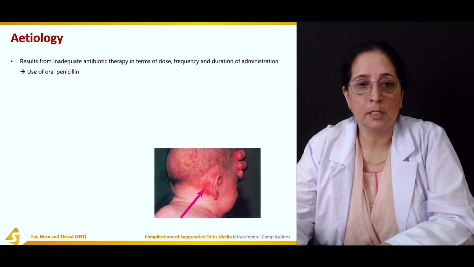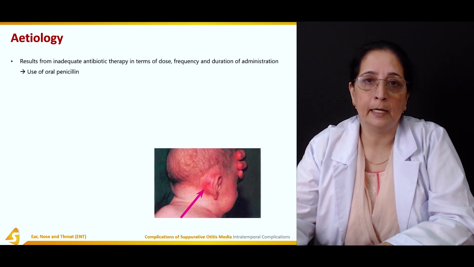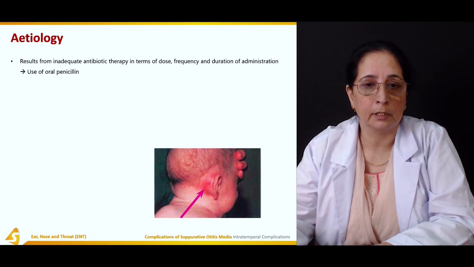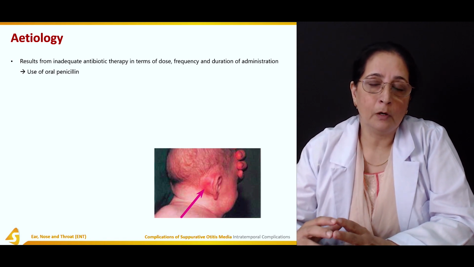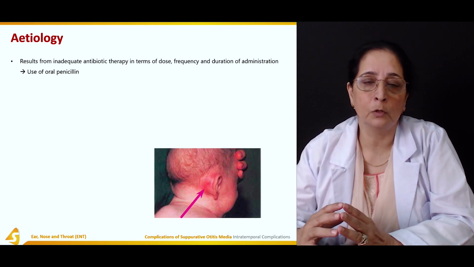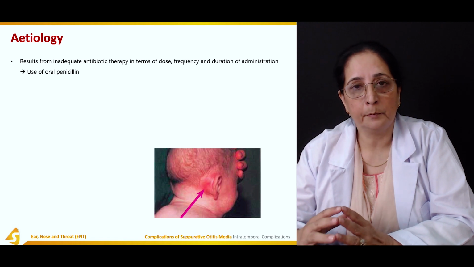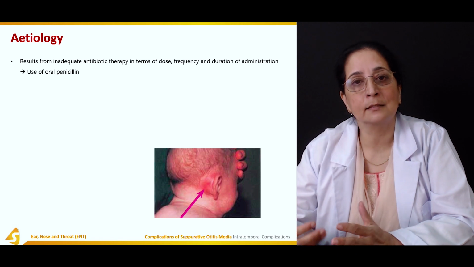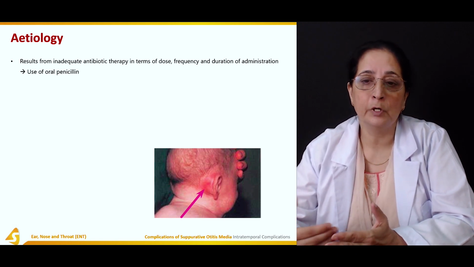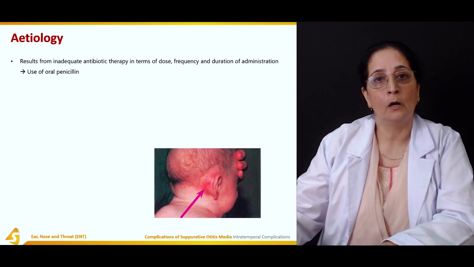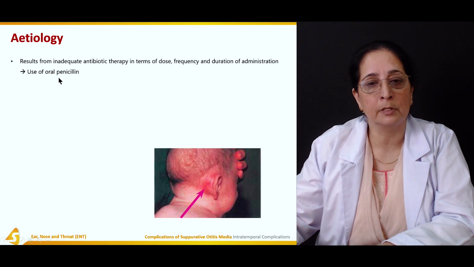Etiology and the causes: it results from inadequate antibiotic therapy in terms of dose, frequency, and duration. So if the treatment of acute mastoiditis is not good or not properly treated, it can lead to latent or masked mastoiditis. So poor treatment is a factor that leads to masked or latent type of mastoiditis.